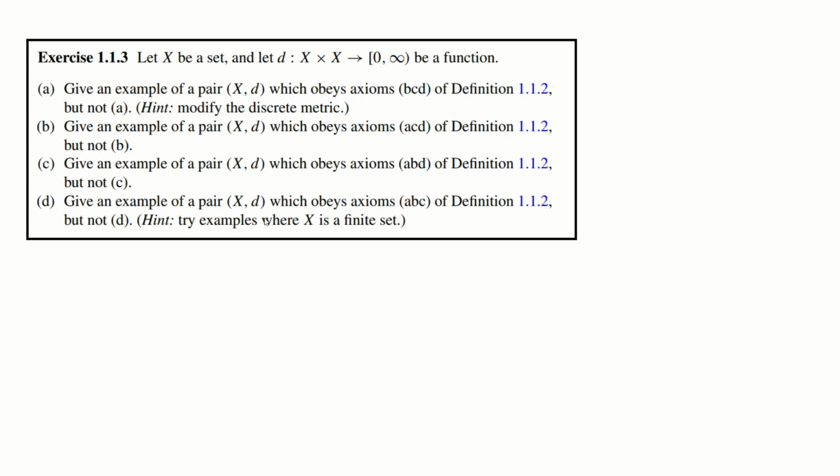So for this question, it states, let X be a set with a distance metric d, X by X to the set 0 to infinity. So for parts A through D in this question, it's basically asking for certain examples of a space as well as a distance metric which fails and passes parts of the metric space axioms. So let's call the metric space axioms as such.